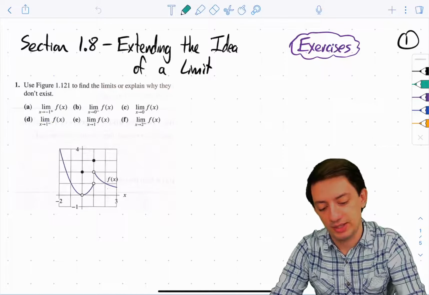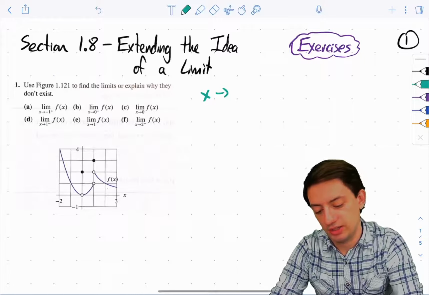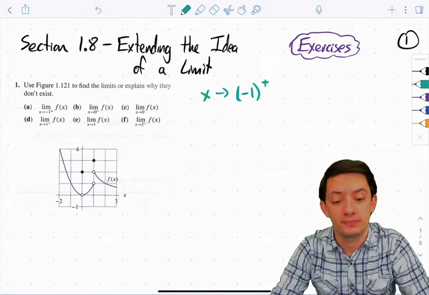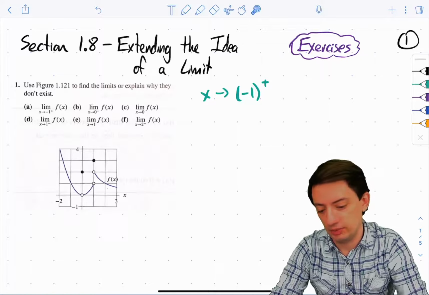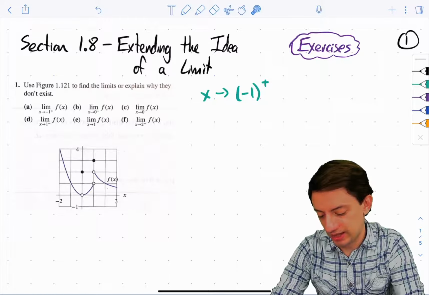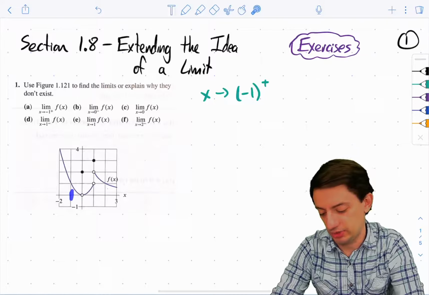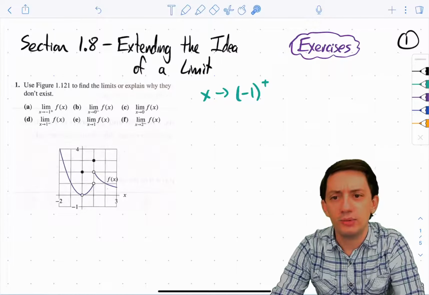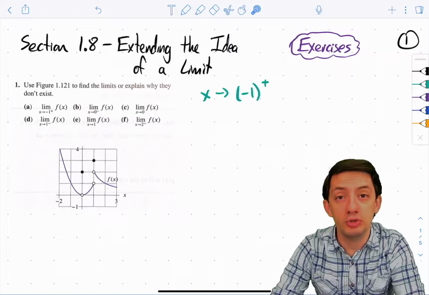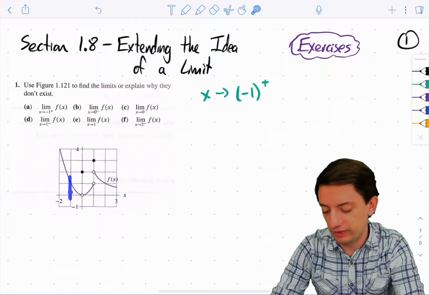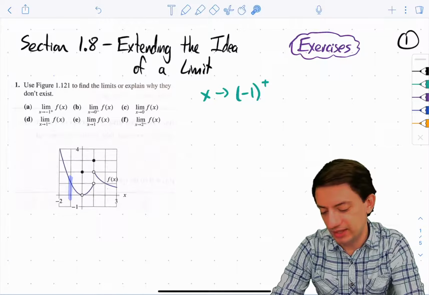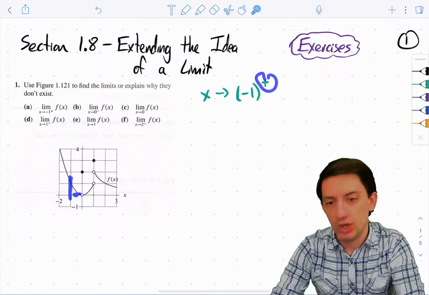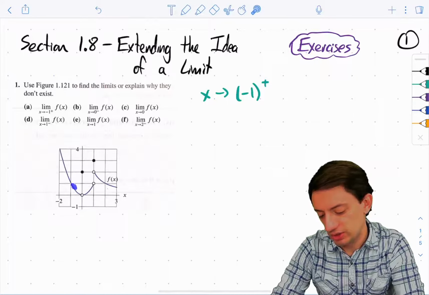So let me write that. That's x approaching, maybe the parentheses will help, -1, but from the right. So we go to our function here. We look at our x value of -1. Right, here's our origin. Here's 0, 0. So here's -1. And we ask, what does it look like the function should be if we ignore the actual value at -1, but look at the x values just to the right of it, because we've got this plus, we're looking to the right. So just to the right, the function is here.